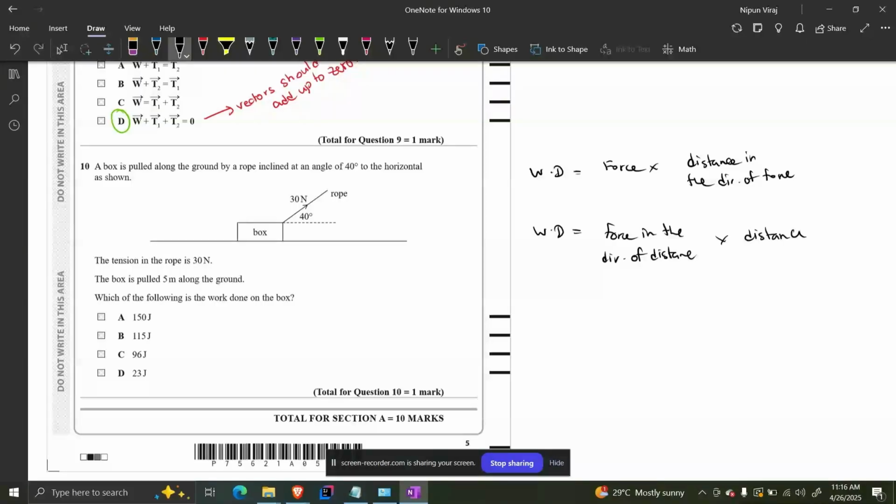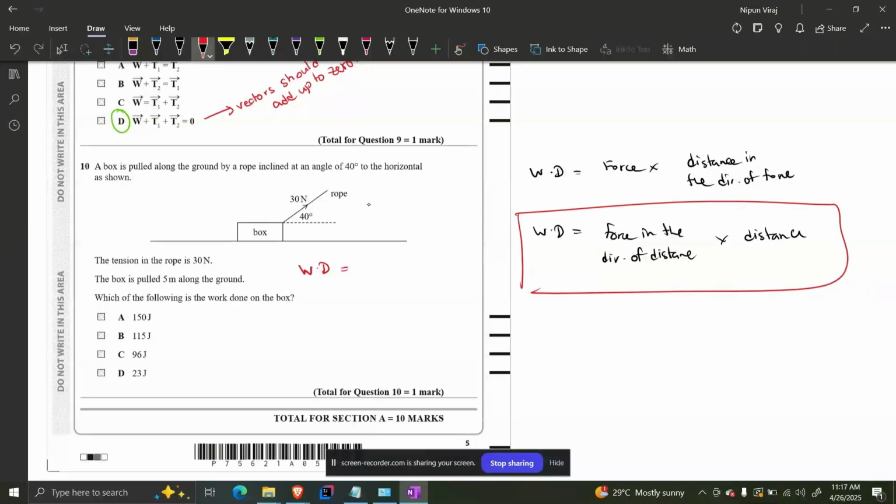Simply what should happen is both the quantities should be in the same direction. That's it, right? So here we can apply this equation. I mean, we can take the component of the force which is in the direction of distance. So we can say here work done is equal to 30 cos 40 into 5. You can calculate this and you will get the answer as this. Yeah, it will be 115.